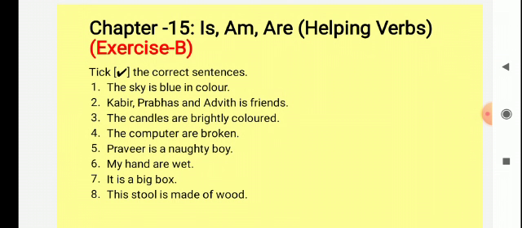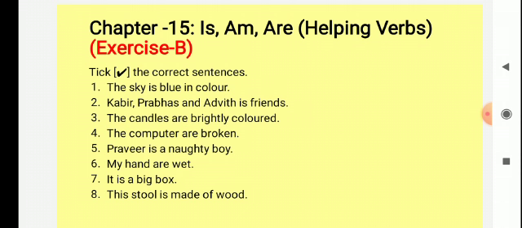The sky, it is a singular subject. So is blue in color will be correct. The sky is blue in color is the correct sentence. Number 2, Kabir, Prabhas and Advait. Here we are talking about 3 people. And what should 3 people mean? It's a plural subject. Are we using a plural verb here? No, it is written here. So this is wrong. Second one is wrong.